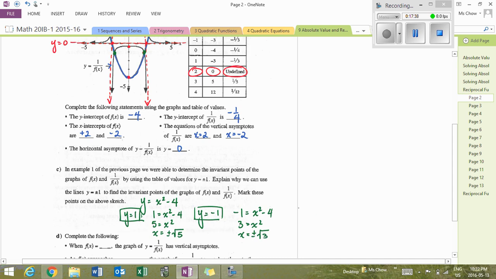So that tells us that our invariant points are, well, we've got +√5 and 1, -√5 and 1, as well as +√3 and -1, and -√3 and -1.